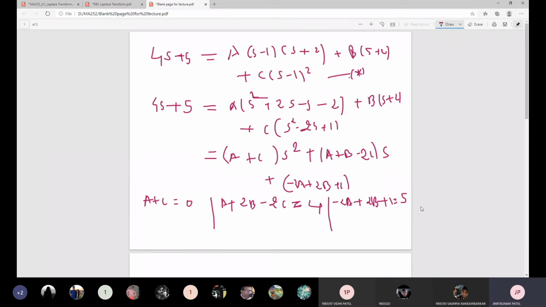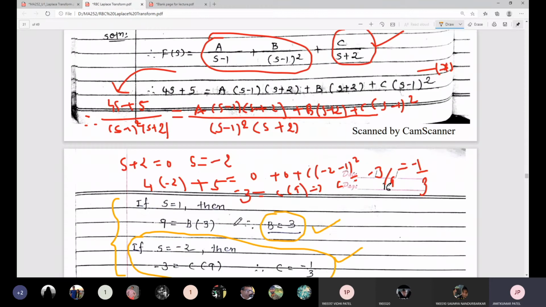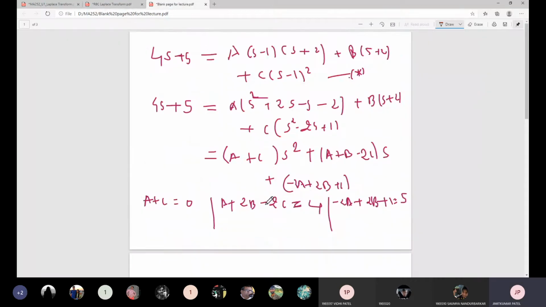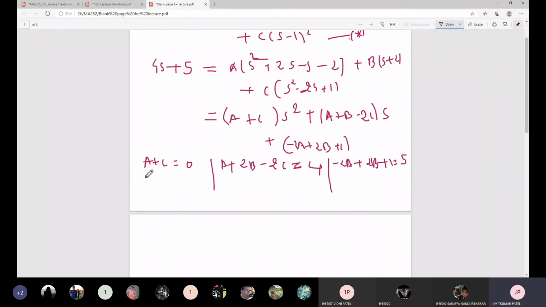Okay, so this is the step after comparison. Now we have two values. What we have? B is equal to 3 and C is equal to minus 1 by 3. Substitute in any equation and we can find A. So if you find A, that means A is equal to nothing but minus C. So what is our C? C is minus 1 by 3, so we get A is equal to 1 by 3.